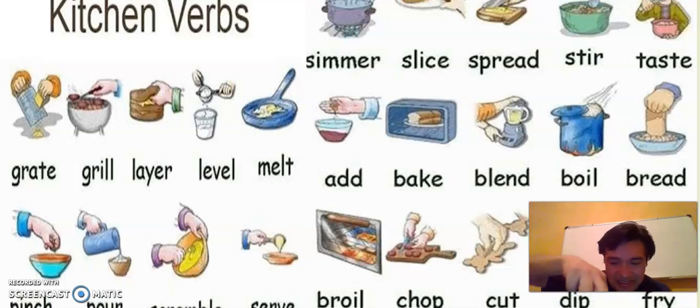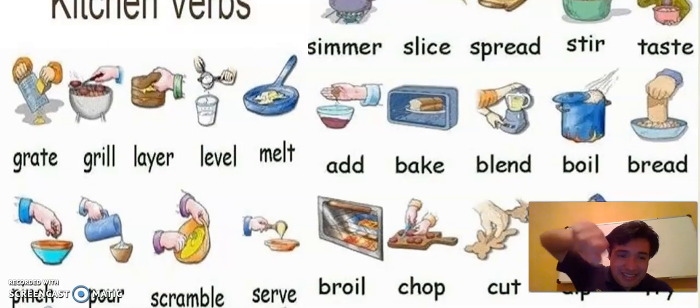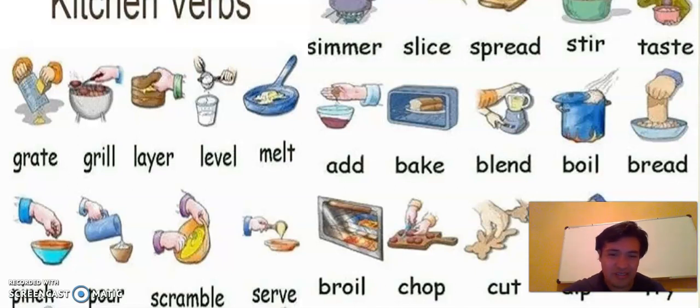You have pinch like this. Take a pinch like this with your fingers, the quantity of your fingers, a little bit. Then we have pour. Pour like this, like pour water or something. Then we have scramble, like scramble eggs and so on. Then we have serve: serve food, serve coffee, serve something. Then we have broil. Broil is quite similar to bake. It's also hornear. Then we have chop, like this, cut things, but not just cut, but make very little pieces with a knife. Then we have cut, like this, cut.